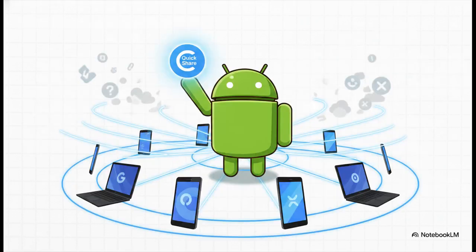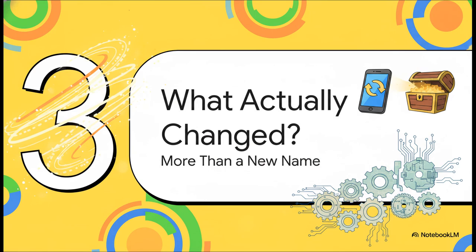The goal here was, well, it was simple, but it was also incredibly powerful. Just create one default, reliable sharing system for the entire Android ecosystem. No more second guessing which app you need to use or whether your friend's phone is even compatible. Just one name, one system. Quick Share. Okay, so new name, new icon. Is that it? Is that the whole story?